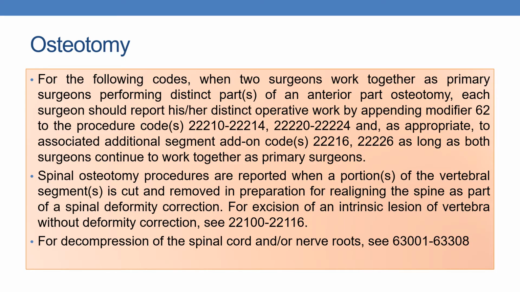Now coming to osteotomy. Osteotomy is nothing but cutting and reshaping of bone. For the following codes, whenever two surgeons work together as primary surgeons performing distinct parts of an anterior osteotomy, each surgeon would be reported with modifier 62. Each surgeon should report his or her distinct operative work by appending modifier 62 to the procedure code.